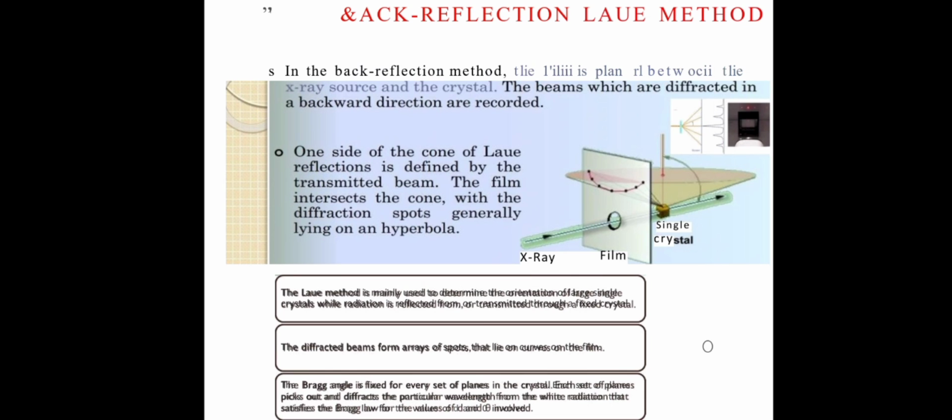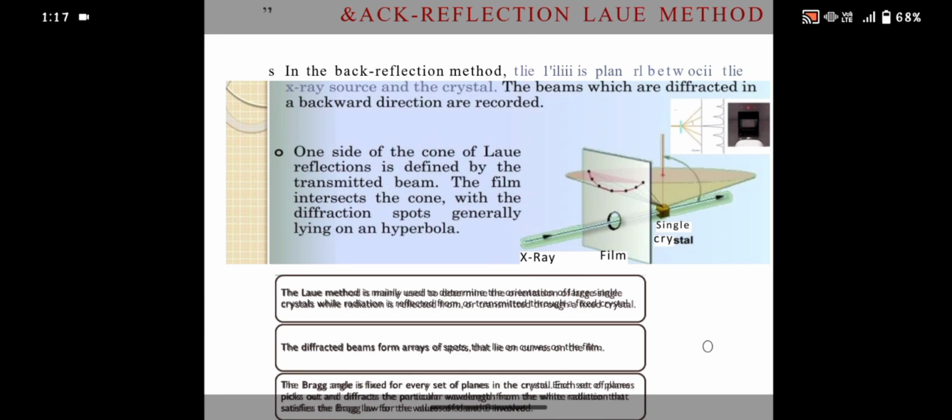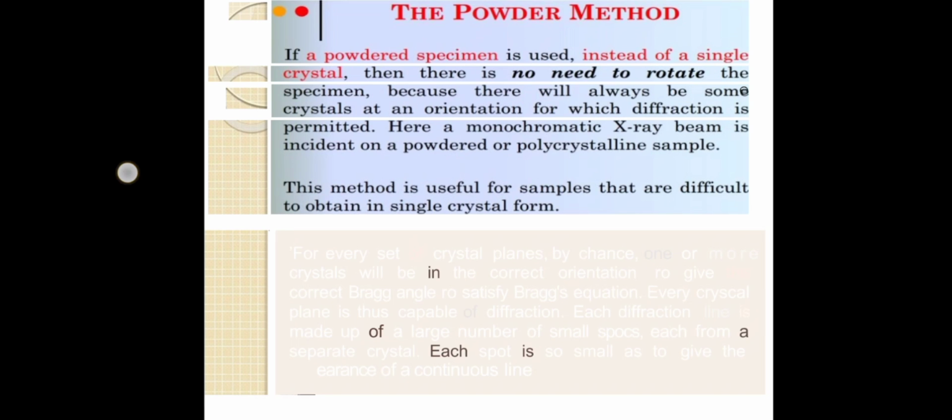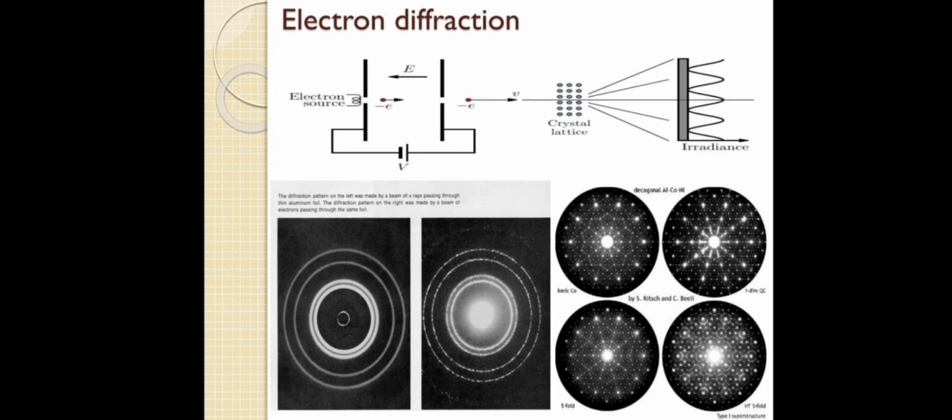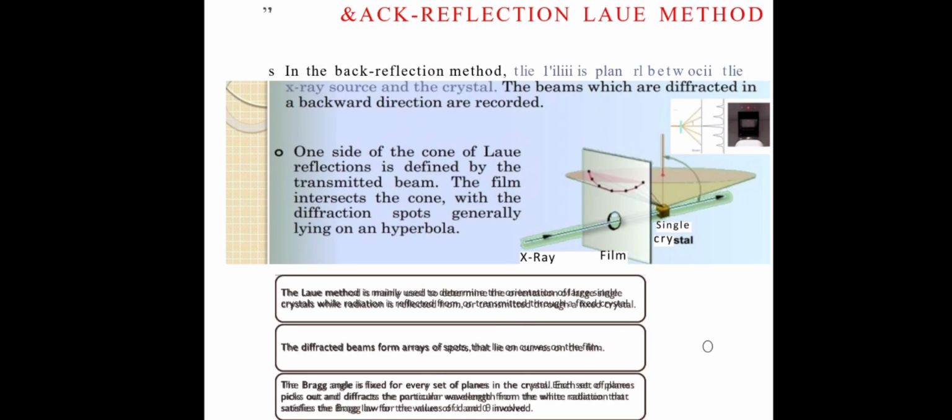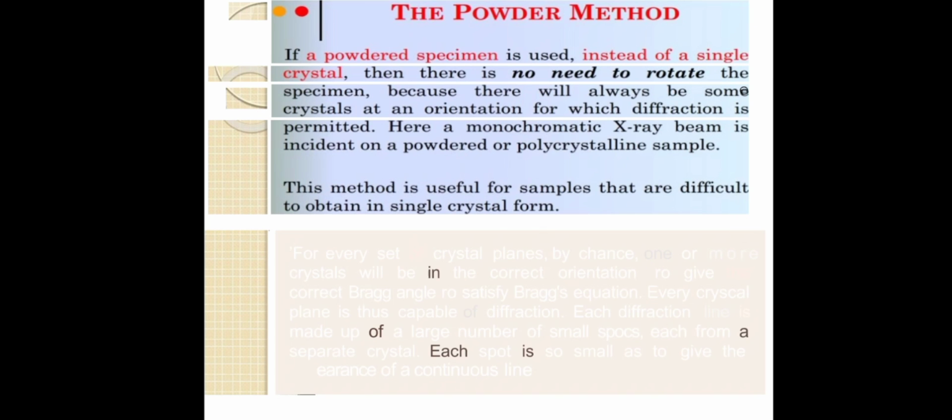The Bragg angle is fixed for every set of planes in the crystal. Each set of planes picks out and diffracts the particular wavelength from the white radiation that satisfies the Bragg law for the values of d and theta involved.